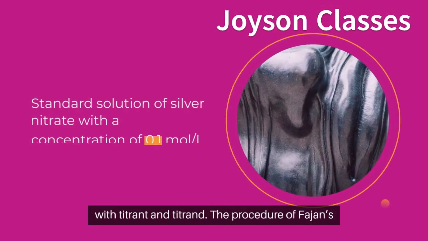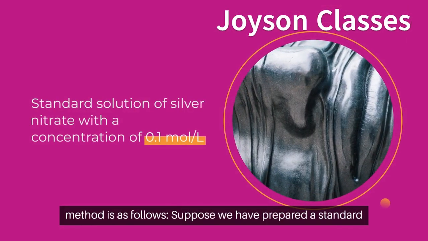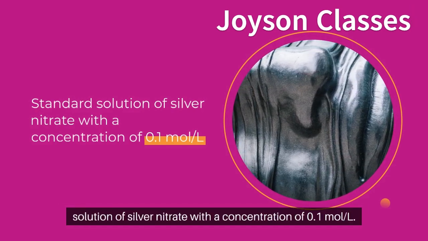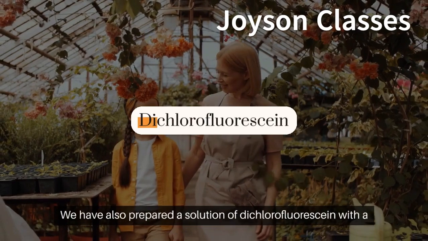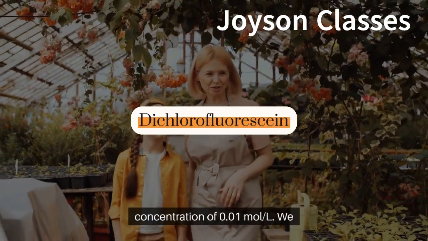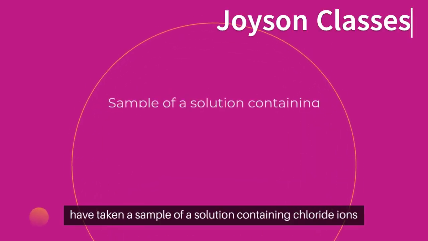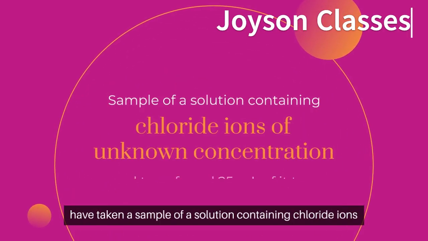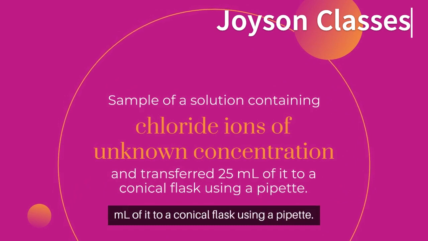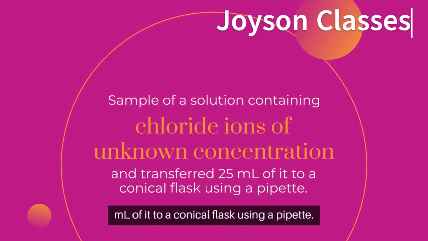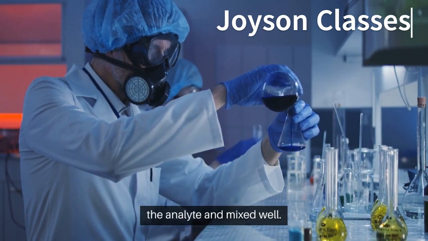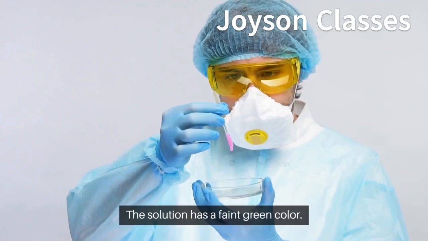The procedure of Fajan's method is as follows. Suppose we have prepared a standard solution of silver nitrate with a concentration of 0.1 mol/L. We have also prepared a solution of dichlorofluorescein with a concentration of 0.01 mol/L. We have taken a sample of a solution containing chloride ions of unknown concentration and transferred 25 milliliters of it to a conical flask using a pipette. We have added a few drops of the indicator to the analyte and mixed well. The solution has a faint green color.